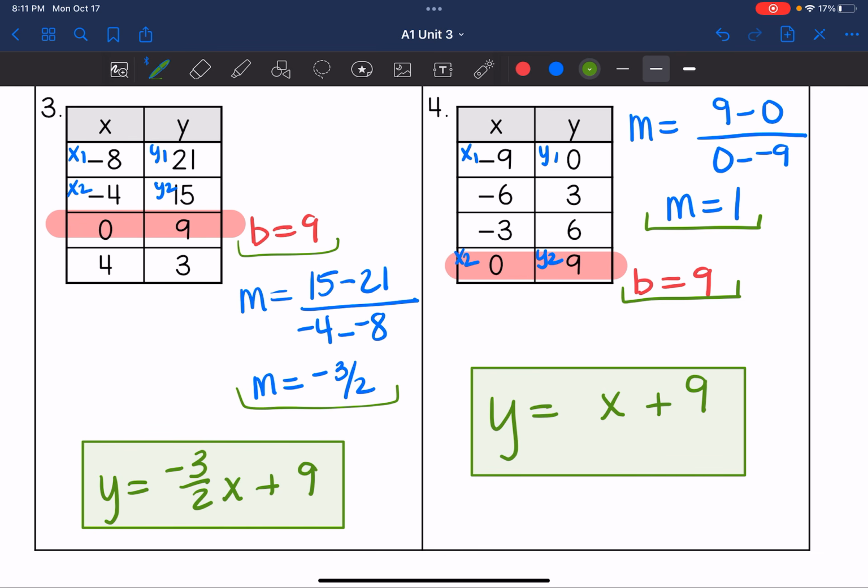All right, guys, so that's finding linear equations from tables, very, very similar to graphs.